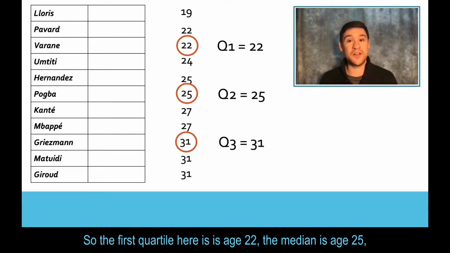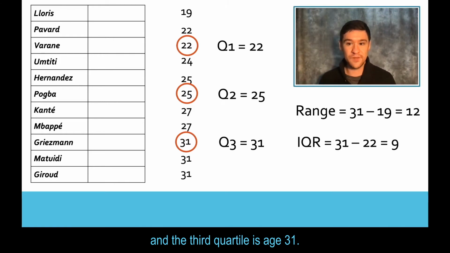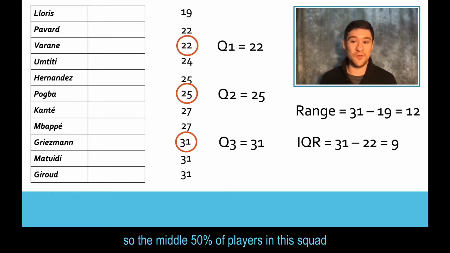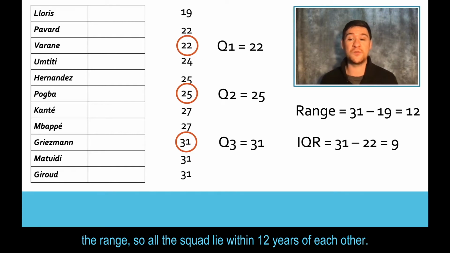So the first quartile here is age 22, the median is age 25, and the third quartile is age 31. The interquartile range then, so the middle 50% of players in this squad, lie within 9 years of each other, and the range, so all the squad, lie within 12 years of each other.